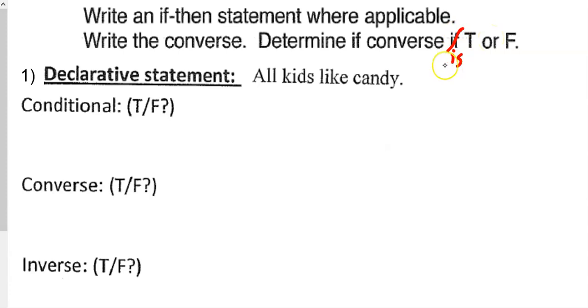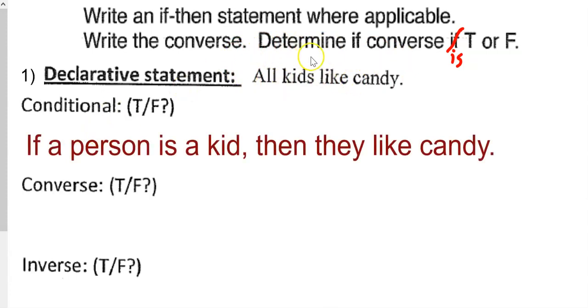Okay, so all kids like candy. So again, this is not an if-then format. So we want to first write that in if-then format. So again, person here. So if a person is a kid, that is our hypothesis, then they like candy. Okay.